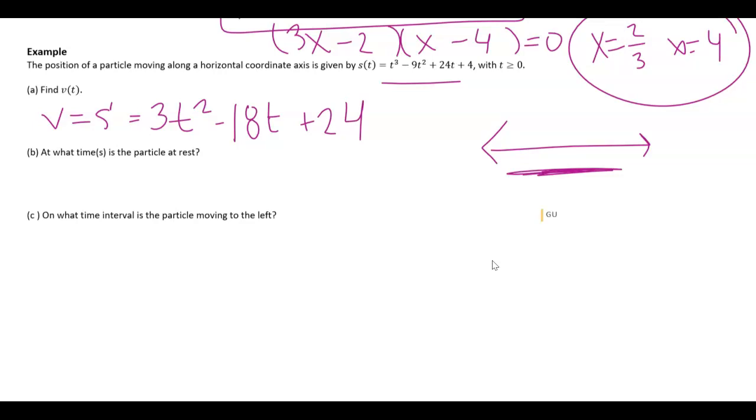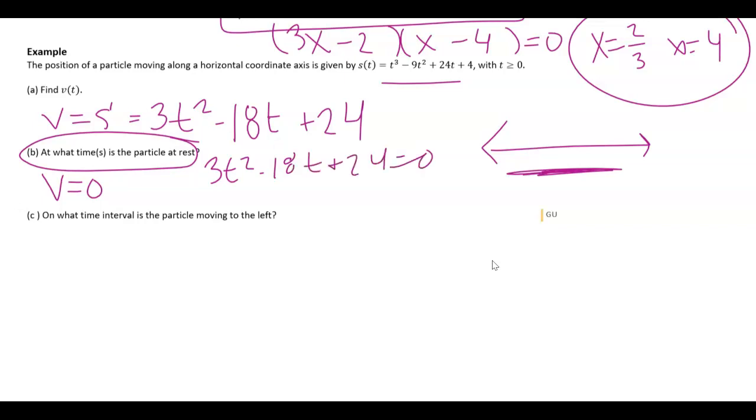Another way to ask the same question that I just asked, but in a particle motion sense, is to ask, when is the particle at rest? Well, that's when velocity is 0. So when is my velocity equation equal to 0? Well, let's factor out a 3 first. And I'm noticing that I don't have two numbers that multiply to 4 and add to -6. So I'm going to have to use the quadratic formula.